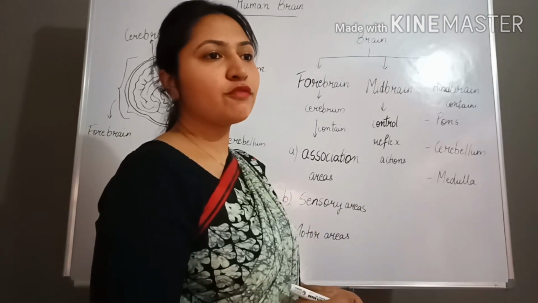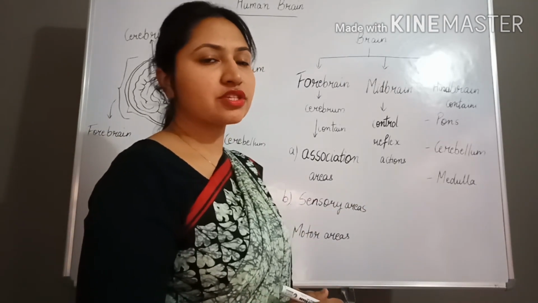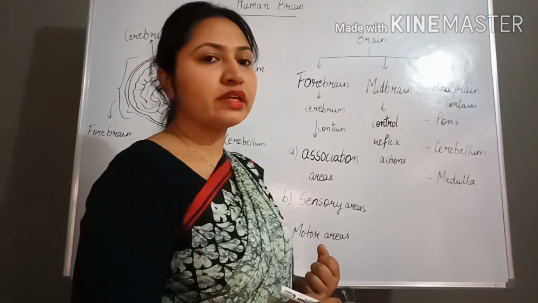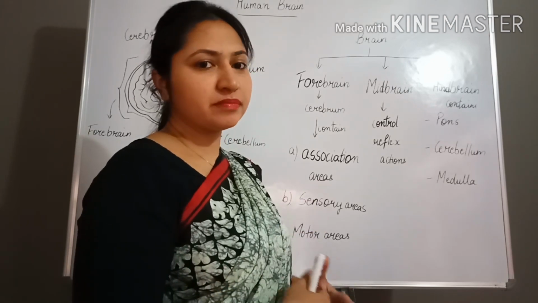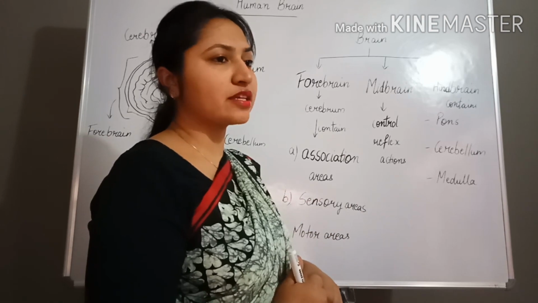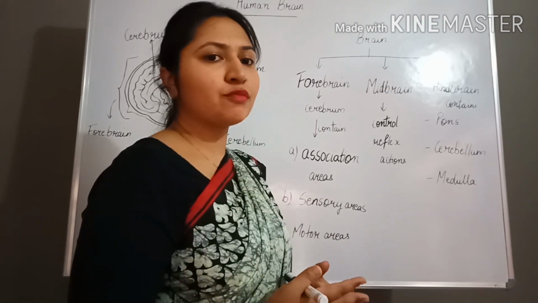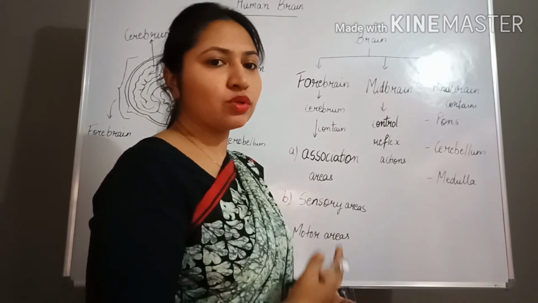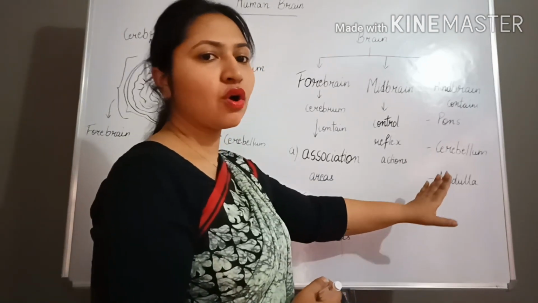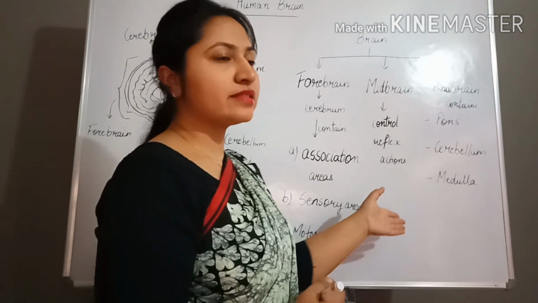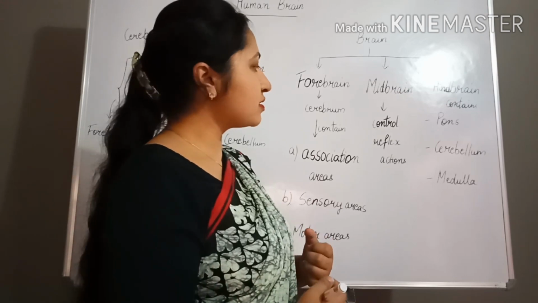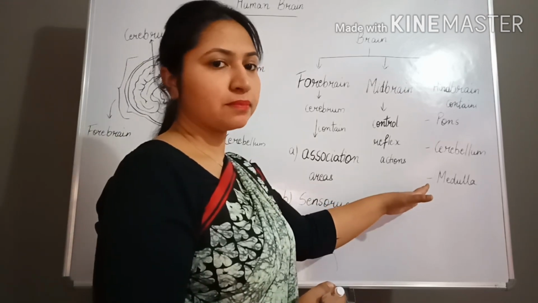It is responsible for controlling all the involuntary actions that are performed in our body, like the digestion that is occurring in our body, heart rate, breathing, and all the other involuntary actions which are not performed by our will. We cannot control them. So those actions are performed by the medulla oblongata. Even some reflex actions also, like swallowing and sneezing, are also performed by the medulla.